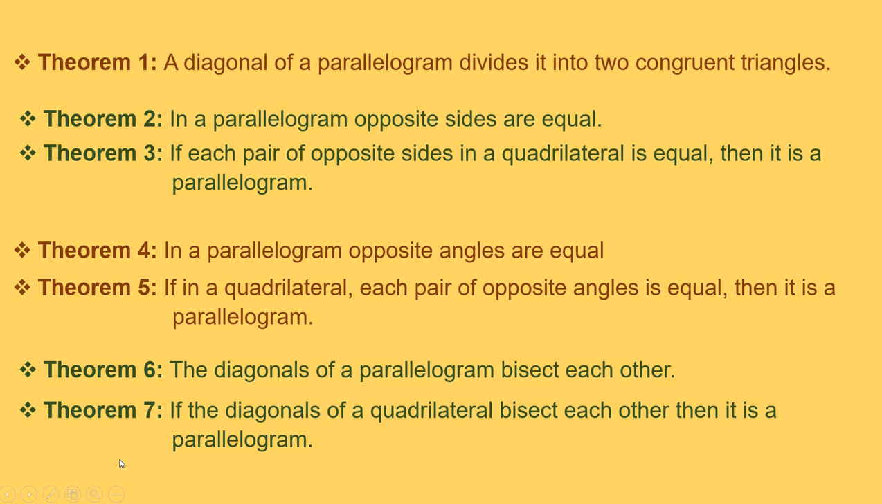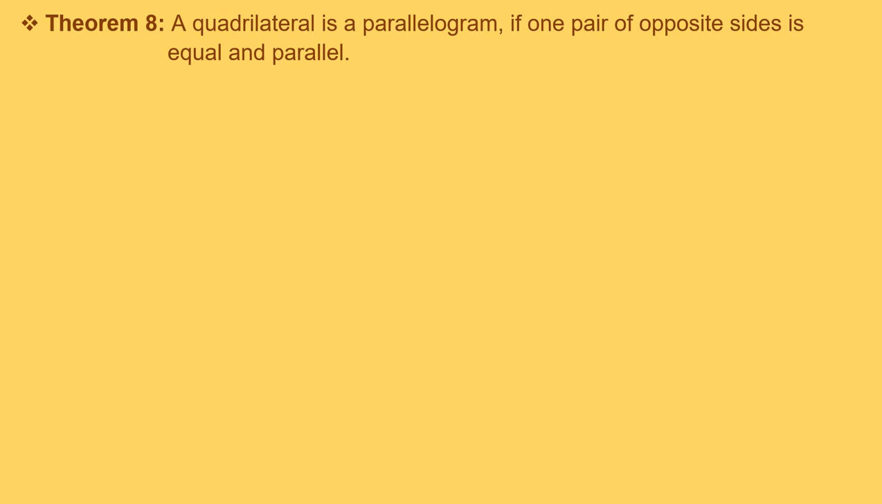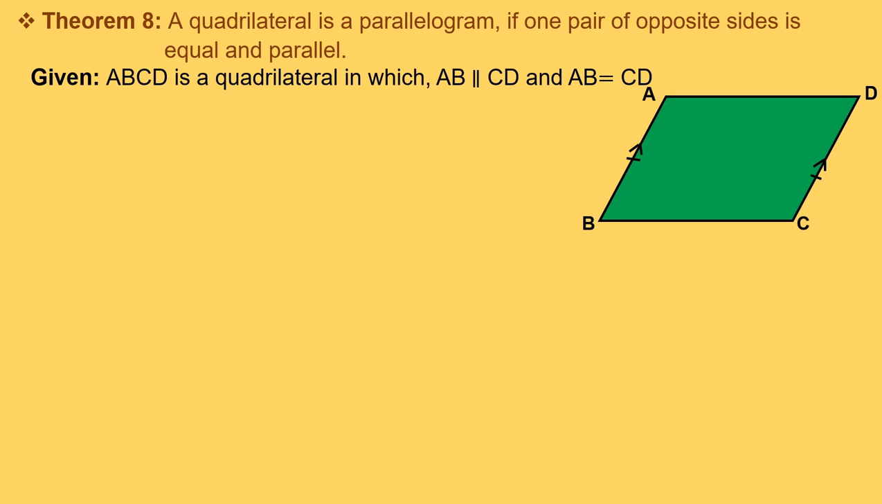From these theorems, we can understand that in a quadrilateral, if each pair of opposite sides is equal, or each pair of opposite angles is equal, or if its diagonals bisect each other, then it is a parallelogram. So along with this, there's another criterion for a quadrilateral to be a parallelogram. That's theorem 8. A quadrilateral is a parallelogram if one pair of opposite sides is equal and parallel. Given ABCD is a quadrilateral in which AB is parallel to CD and AB is equal to CD. Prove ABCD is a parallelogram.